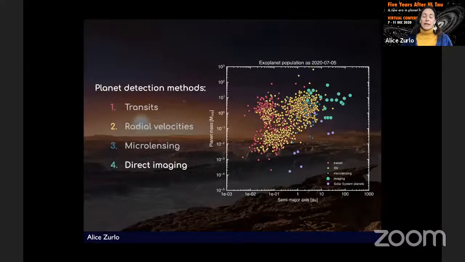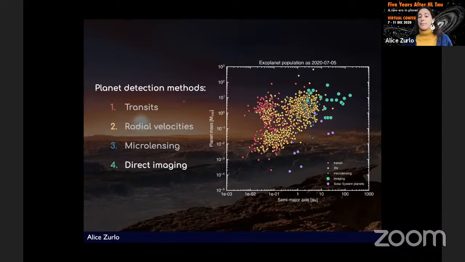My talk today will be complementary to the talk of Didier, which mostly focused on planet detection methods which are indirect, like transits, radial velocity, or microlensing. I will mostly focus today on the direct imaging technique. And if you remember, we saw a very similar plot, where we have all the exoplanet population together, all the planets discovered with different techniques, with the planet mass versus the semi-major axis.